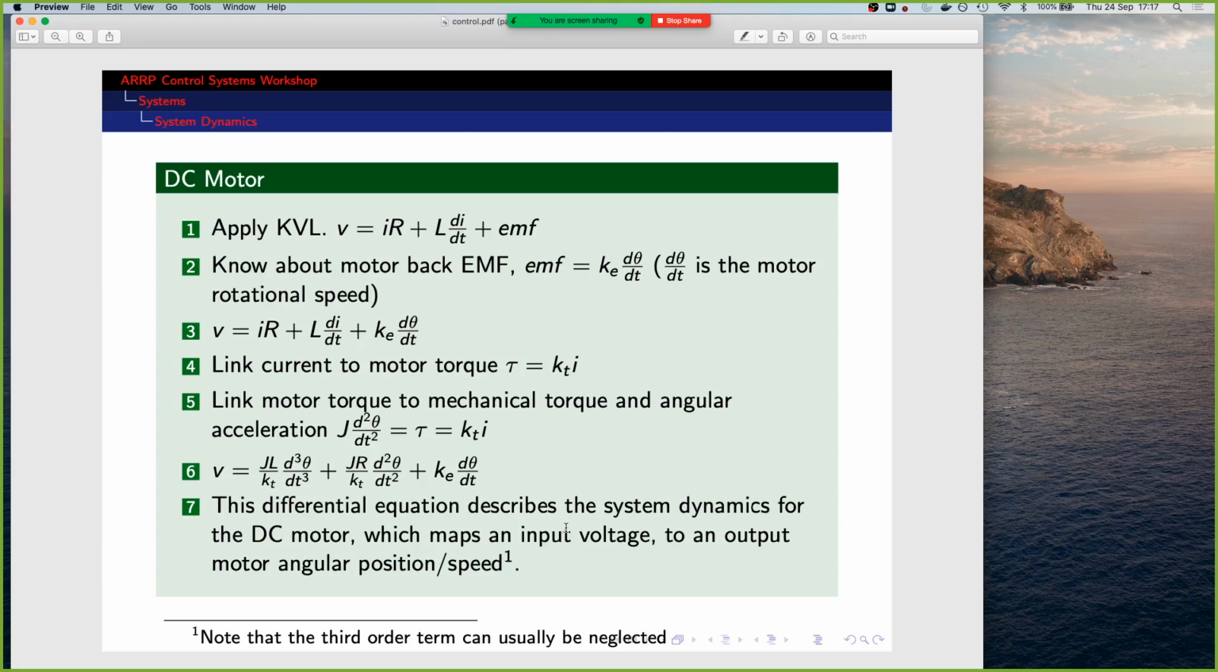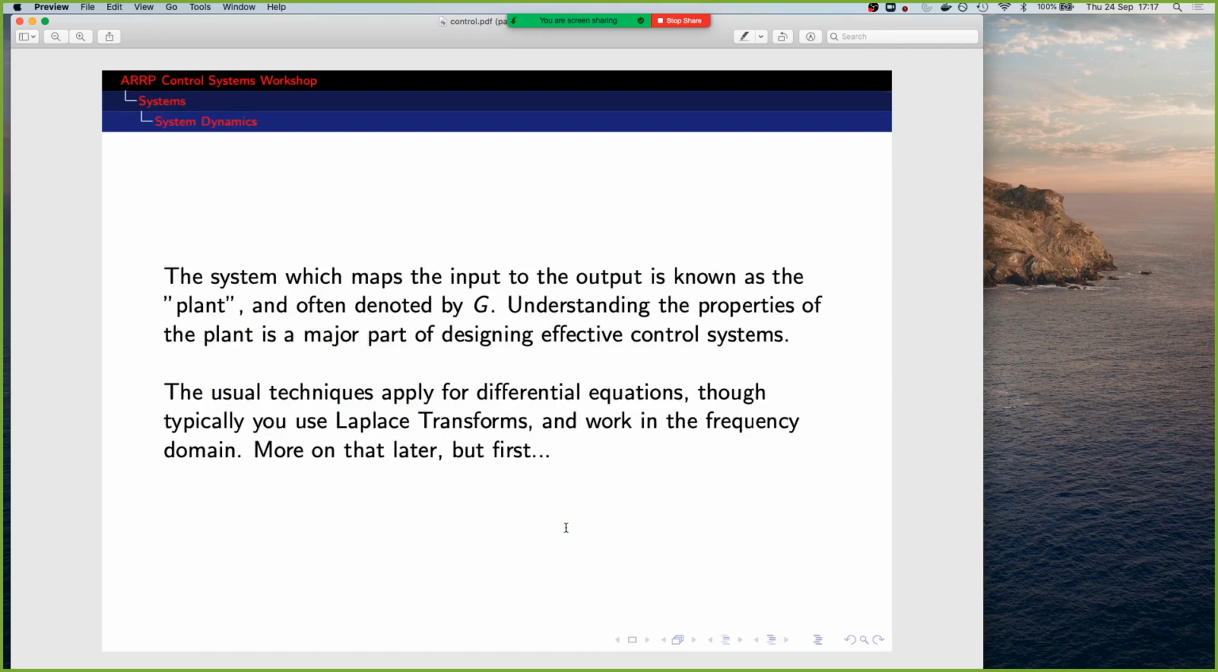So this is just an example. DC motors are super common. But this introduces some important terminology for us. The system which maps the input to the output is known as the plant, and that's often denoted by the symbol G. So when we refer to this generic thing, the plant, that's basically the thing that does the things that we want. We give it some sort of input signal, it does its system thing, and then it spits out some sort of output at the other side. So for the motor, the input was the voltage, and the output was the rotational speed of the motor.